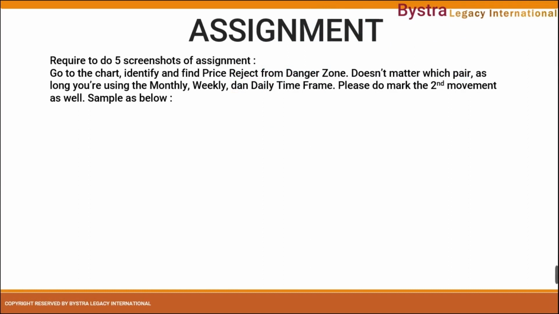Okay guys, so this will be your assignment. You need to do 5 screenshots of this danger zone SNR with confirmation of rejection. So you go to the chart, identify and find the price rejecting from a danger zone. It doesn't matter if you do it on a pair or gold, as long as you're using the monthly, weekly, or daily time frame as your major time frame for danger zone SNR. Now this time you have to mark the second movement as well. So I'm giving you an example of how you can do your assignment.